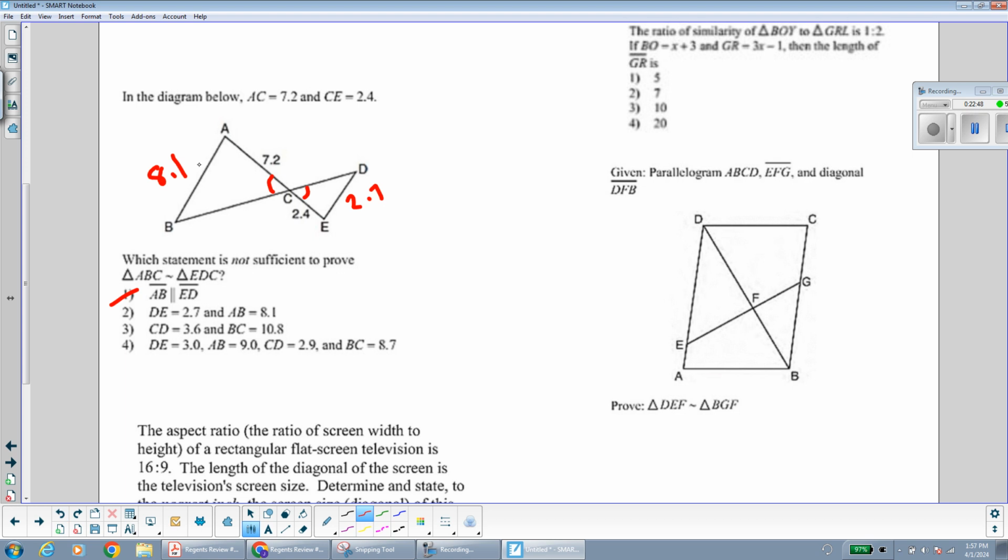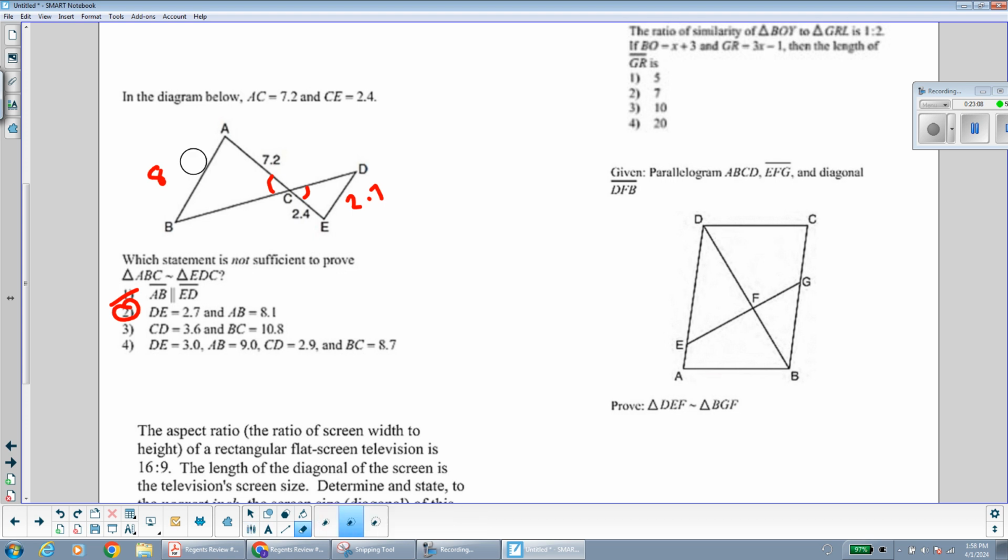So that's an S, that's an S. Oh, but the A is not in between the two S's. So this is not a valid method because we don't know anything about this. So it's not SSS. And in order to be SAS, the angle would need to be in between the two sides. That almost got me there because they are proportional. So this is the right one.